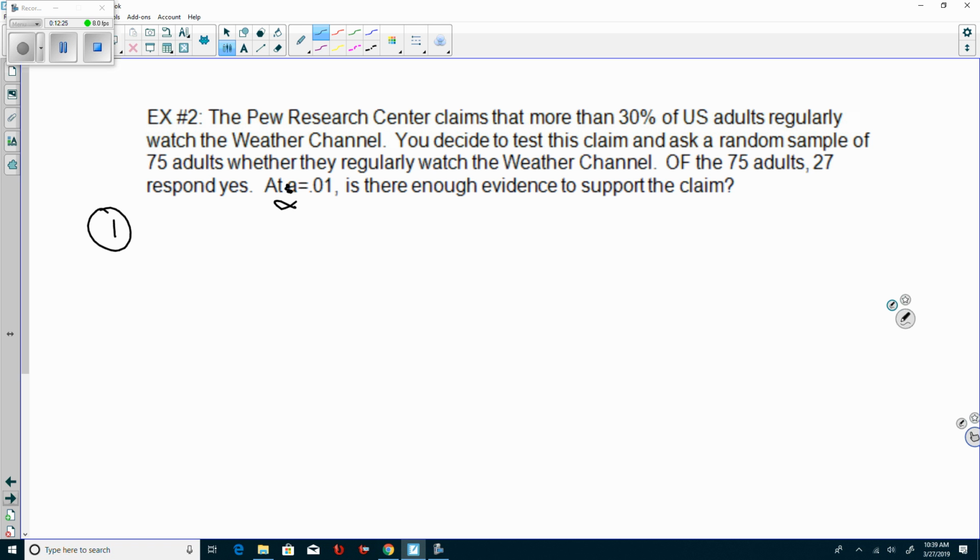It doesn't say anything about mean or standard deviation, so you know you're using a p. Claims that more than, so we have more than, less than, or equal to. Show that somewhere. I can't stand when people do step 1 wrong because they don't show that little bit. So then you have your null and alternate hypothesis. They're both p, less than or equal to, and this is greater than 0.3.